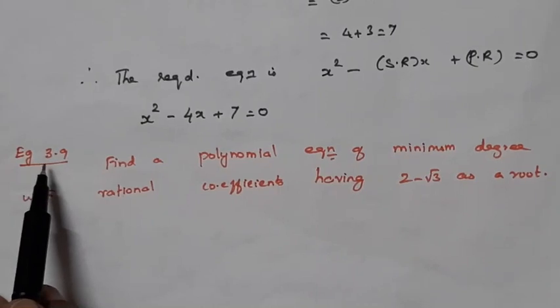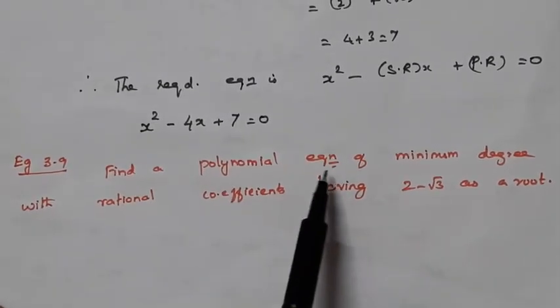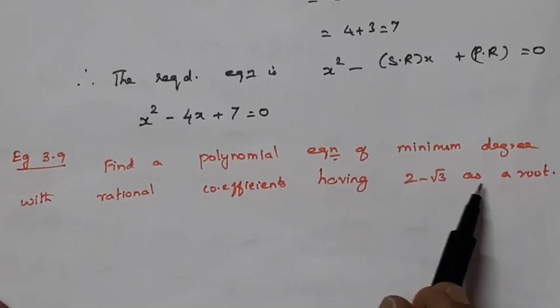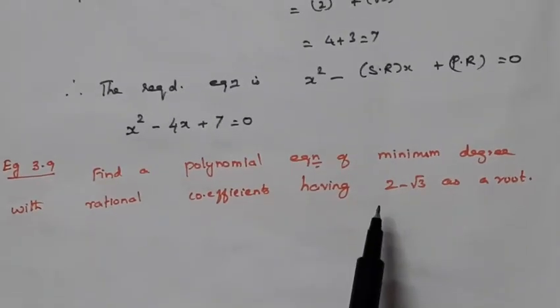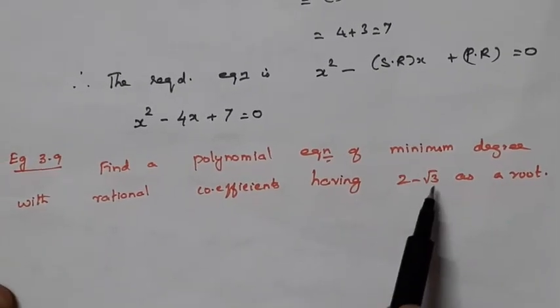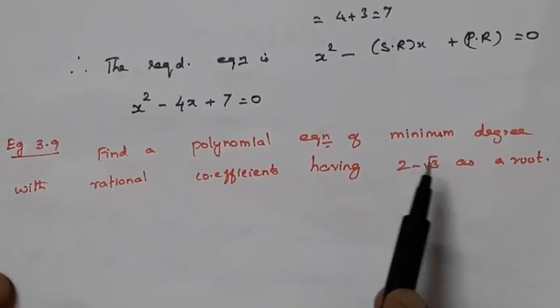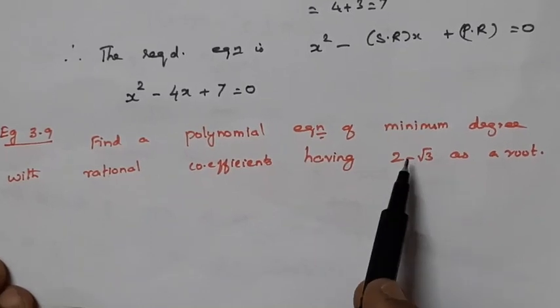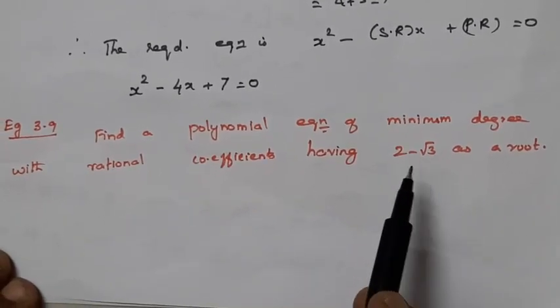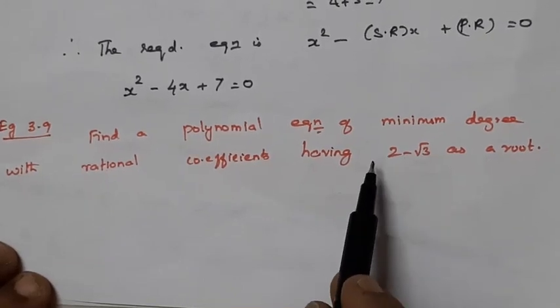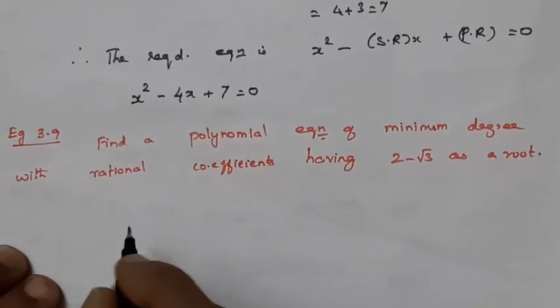The next example is example 3.9. Find a polynomial equation of minimum degree with rational coefficients having 2 minus root 3 as a root. Given 2 minus root 3 as a root means it is irrational. So minimum degree to have irrational root means it must be a quadratic equation. So what would be the other root? It should be its conjugate, that is 2 plus root 3. Okay. So taking 2 plus root 3 to be the other root, we can find out the required equation.